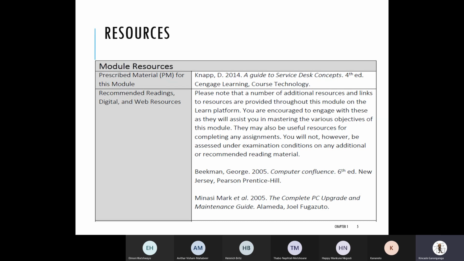So you also have Computer Confluence, as well as the complete PC upgrade and maintenance guide, as some of the other material that you can also use to better your understanding of the whole concept of service desk environments. So Donna Knapp, 2014 edition, A Guide to Service Desk Concepts, the 4th edition specifically, and the other prescribed materials that you find on that particular slide.